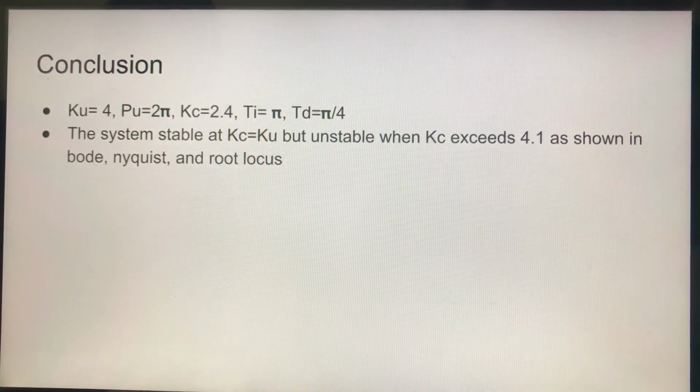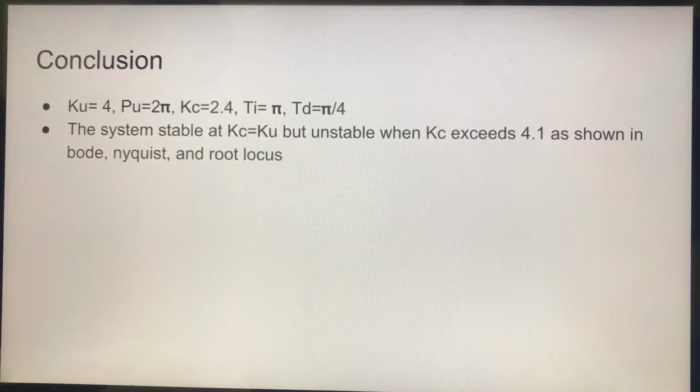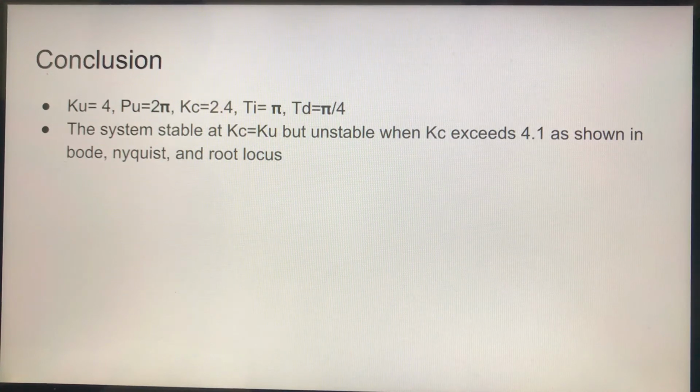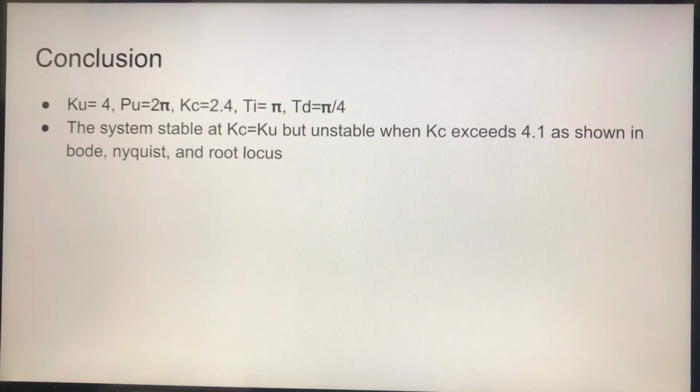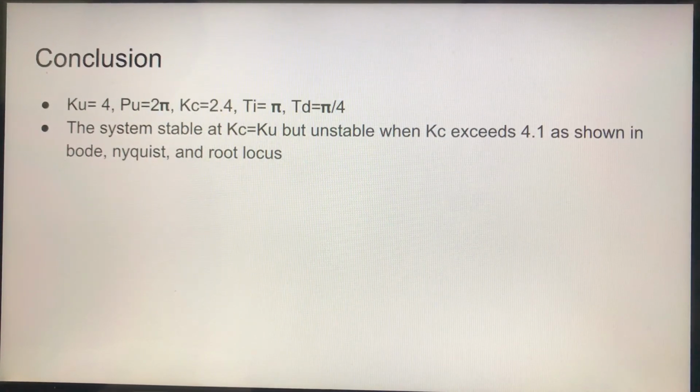So in conclusion, Ku equals 4, ultimate period is 2 pi, Kc is 2.4, Ti is pi, and Td is pi over 4. So the system is stable at Kc equals Ku, but unstable when Kc exceeds 4.1, as shown in the Bode, Nyquist, and root locus plot.